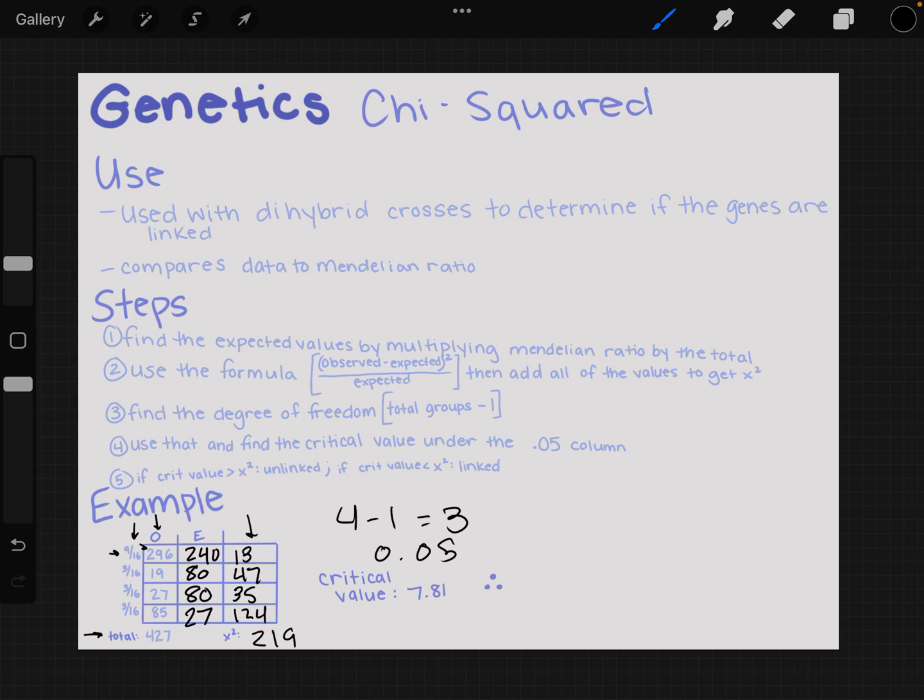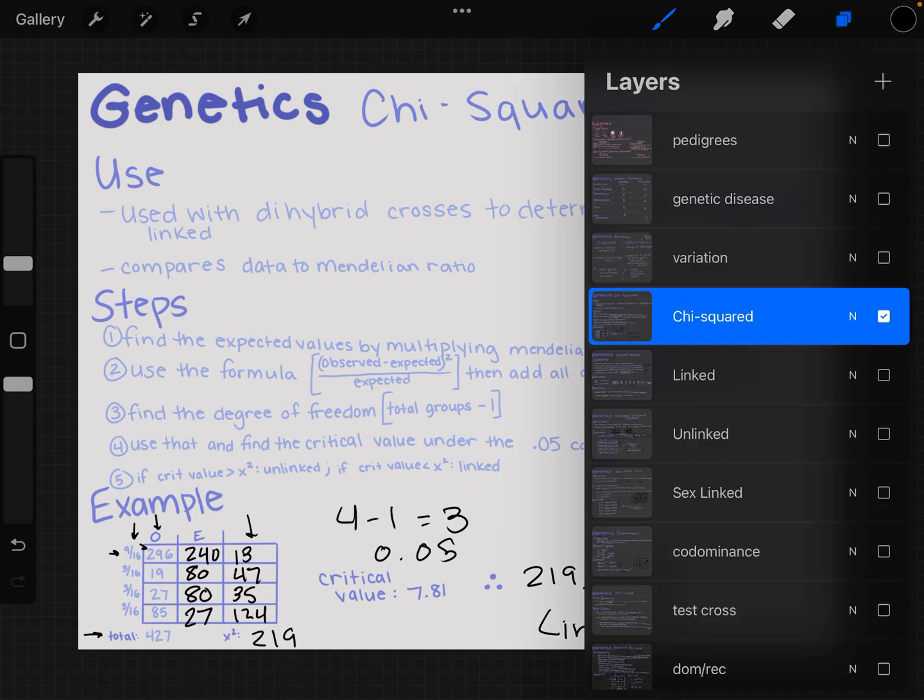So, because 219 is greater than 7.81, we know that the traits are linked, or that they are likely linked. Because again, this is science, and how can you ever be certain of something? So if you need any of the steps re-explained, please send me a message or write me a comment, and I will do that.